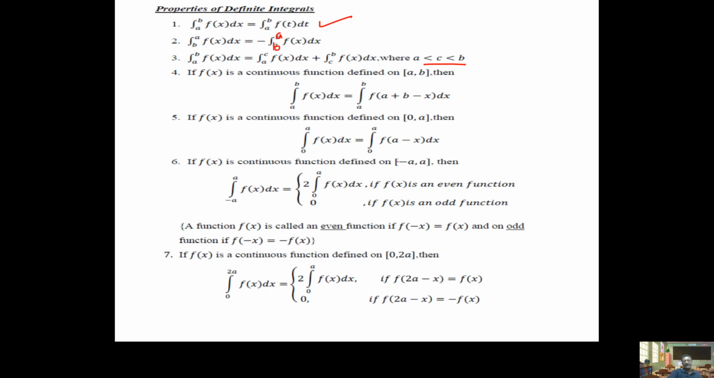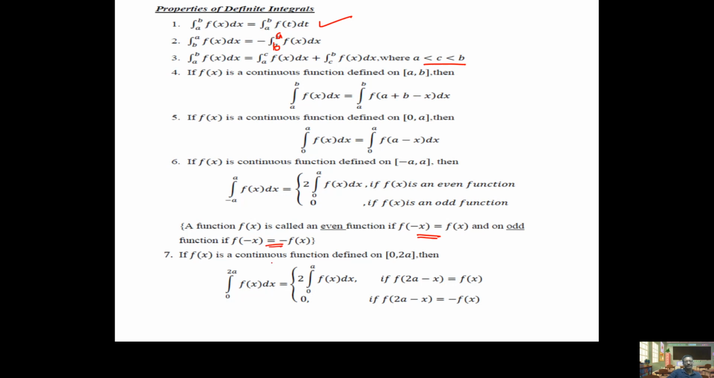If f(x) is a continuous function defined on closed interval [minus a, plus a], then integral minus a to plus a f of x dx is equal to 2 into integral 0 to a f of x dx if f(x) is an even function, and equal to 0 if f(x) is an odd function. A function is called even function if f of minus x is equal to f of x. If f of minus x is equal to minus f of x, then we will call it as what?